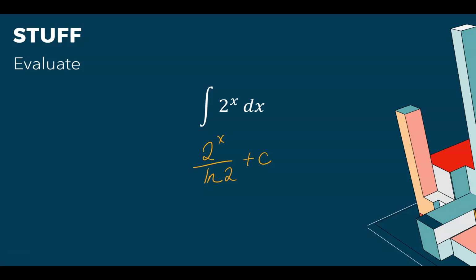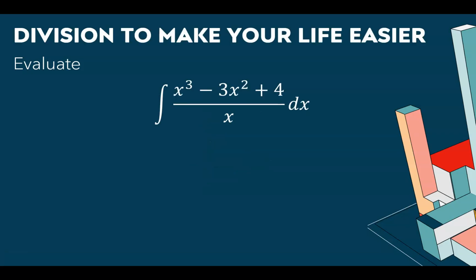Likewise with antiderivatives. If we were doing the derivative of this quotient, we couldn't just do 3x squared minus 6x plus 0 over 1. We can't do the derivative over the derivative. We can't do that with an antiderivative, right? We have to do something different with a quotient. And the easiest thing to do is just divide. X cubed divided by x is x squared. 3x squared divided by x is 3x. 4 divided by x is 4 over x.